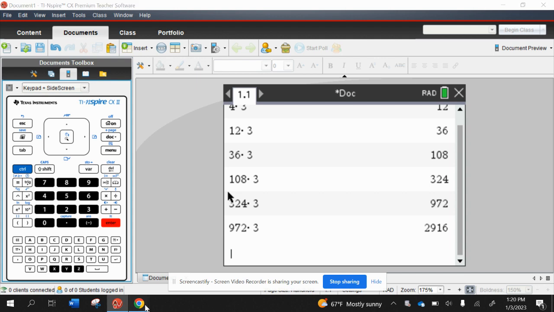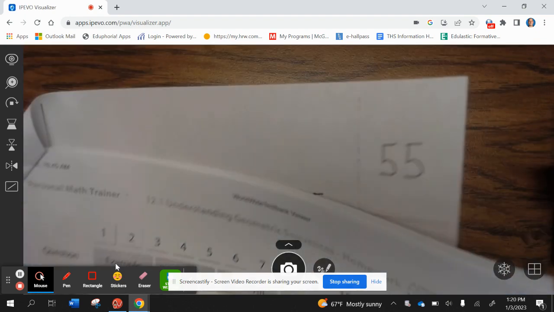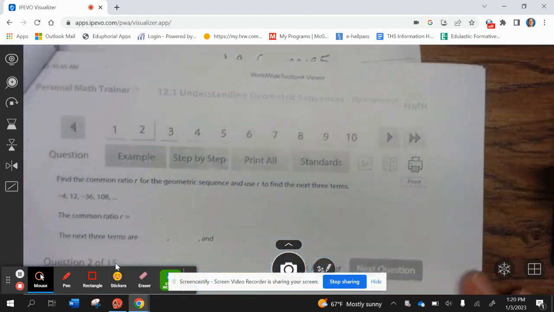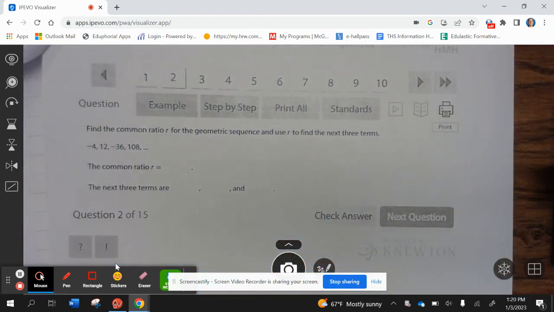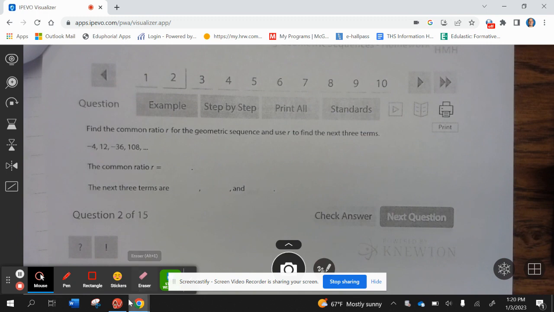All right, let's take a look at the next example. All right, find the common ratio R for the geometric sequence and use R to find the next two terms. So pretty straightforward. Looks like we're multiplying by -3, but let's double check.